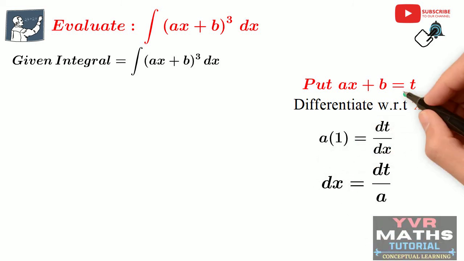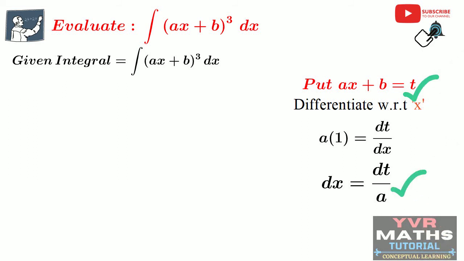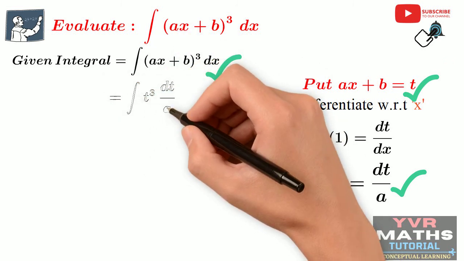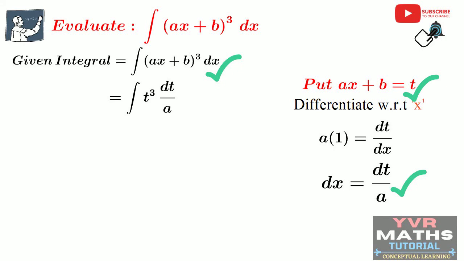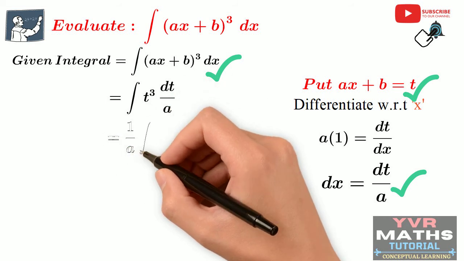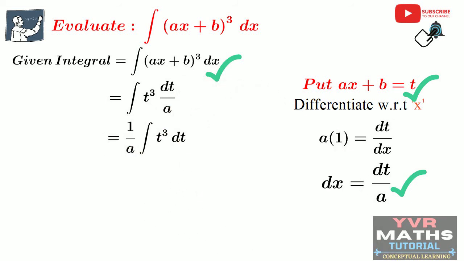Now substitute this equation and this equation in the given integral. Then what will we get as the new function? See here, integral t cube into dt by a. If we observe here, in the given integrand, we have a constant 1 by a. So, by using basic properties of indefinite integrals, the constant 1 by a we can write outside of the integral. Then what will we get as the new step? See here, 1 by a into integral t cube dt. Now, the given integral reduces to a known form.